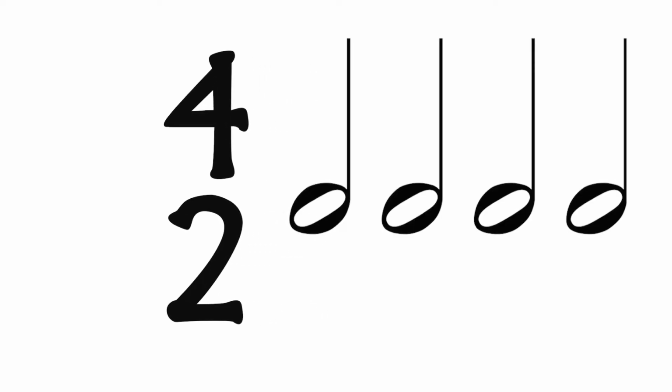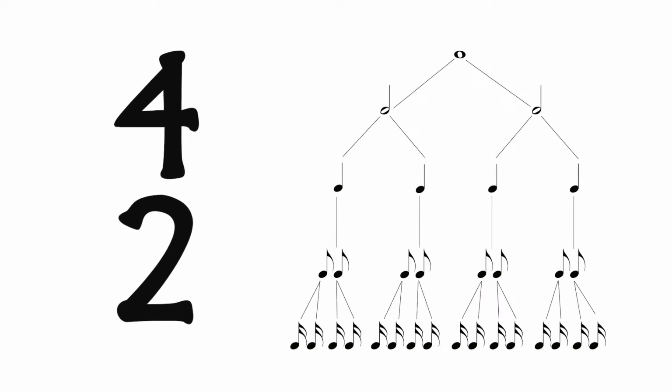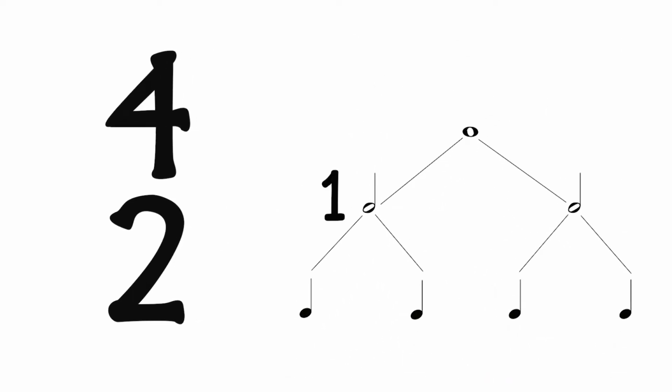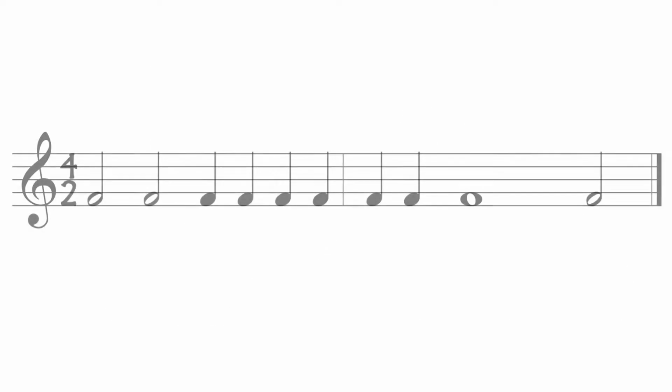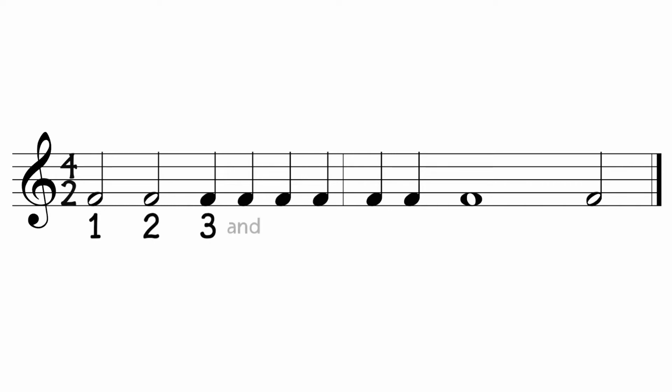So if we use this time signature, we will have 4 half notes in one measure. Because the half note receives the beat, the quarter note will now receive a half a beat, and the whole note will receive 2 beats. So this is how you would count this set of rhythms. 1, 2, 3, and 4, and 1, and 2, 3, 4.